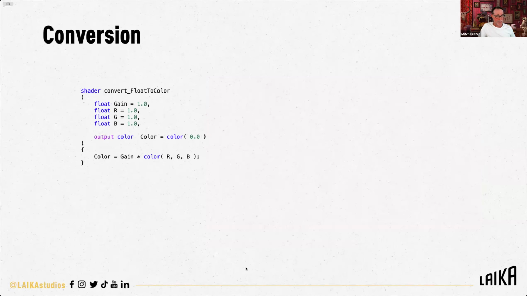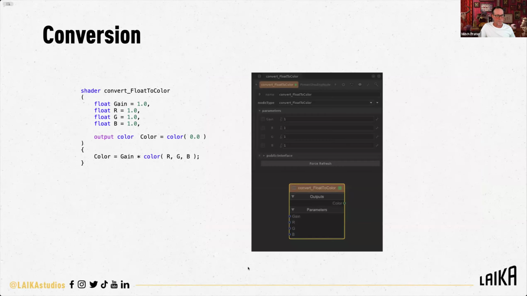In contrast to pattern generation, a conversion shader doesn't generate a varying pattern, but is instead used to convert one set of parameter values into another. This one just converts a set of float values into a color. When this shader is compiled and used in a content creation application, it will appear as a shading node, as shown at the bottom, that can be used in a graph of shading nodes, which are interconnected by their input and output parameters.